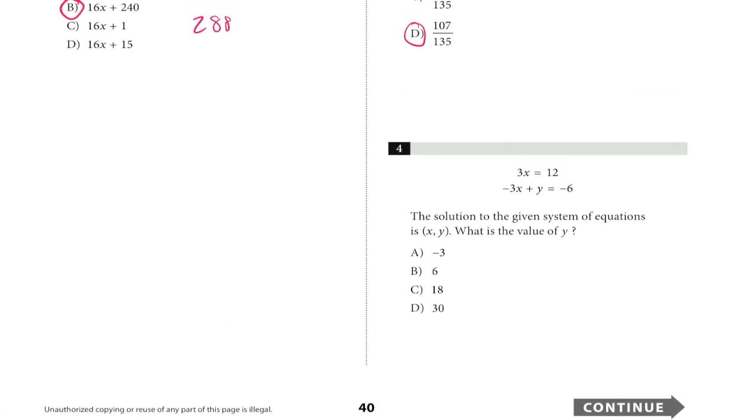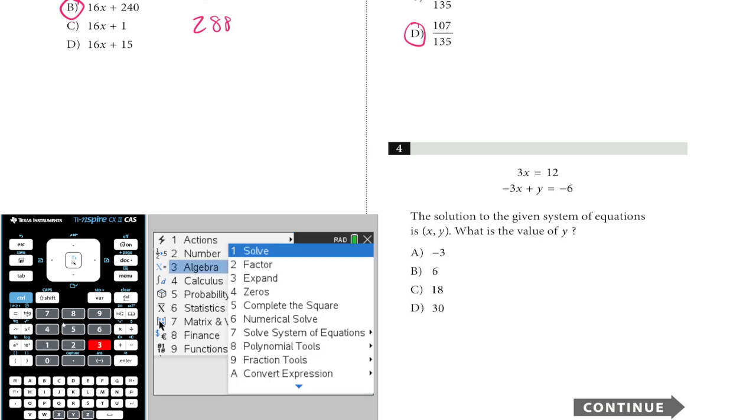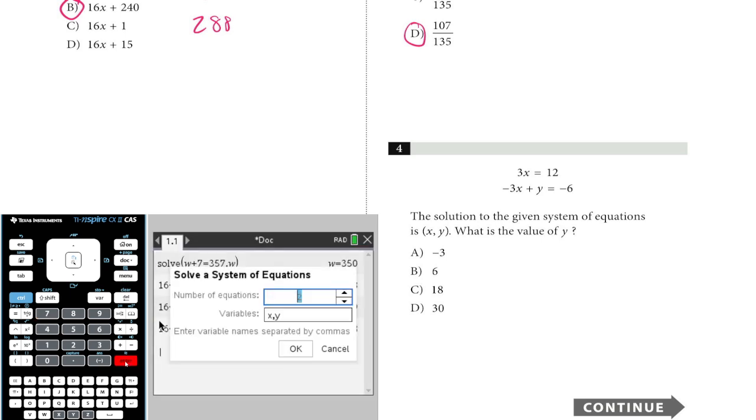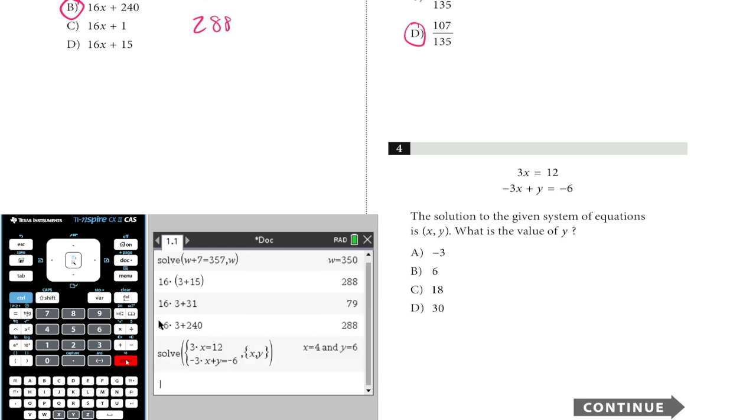All right, number 4. The solution to the given system of equations is x, y. What is the value of y? So they want to find the y solution. So our calculator can find solutions to systems of equations. We just do menu 3-7, solve system of equations, 2 equations, x and y. So then we just type it in, 3x equals 12. Move down to the bottom one, negative 3x plus y equals negative 6. And they want the y solution, so we get y equals 6.